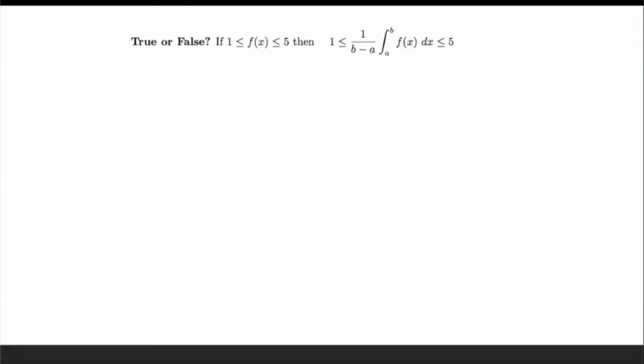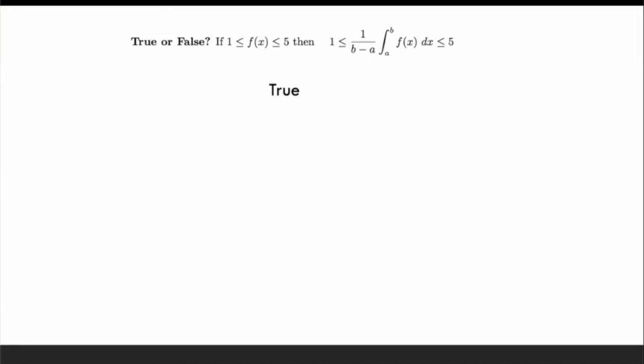So now we're on to part two of our question, and it's a true or false question that says if f of x is between 1 and 5, then 1 over b minus a times the integral from a to b of f of x is between 1 and 5. And the answer to this is true, and we can use an example to think about this.